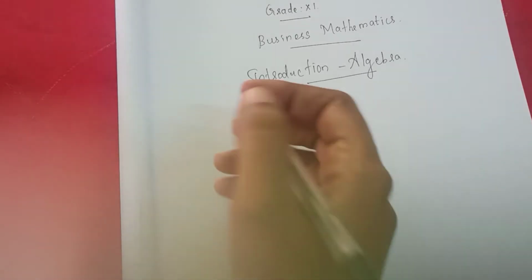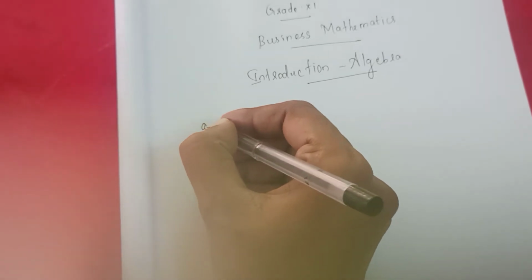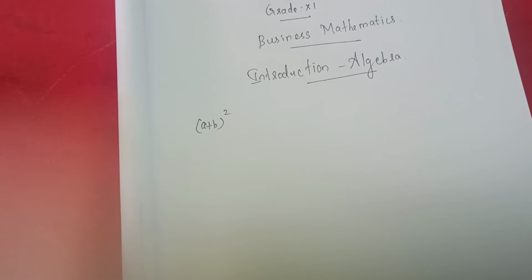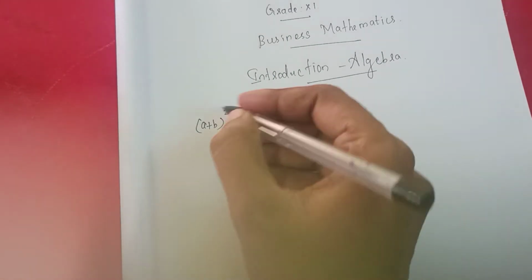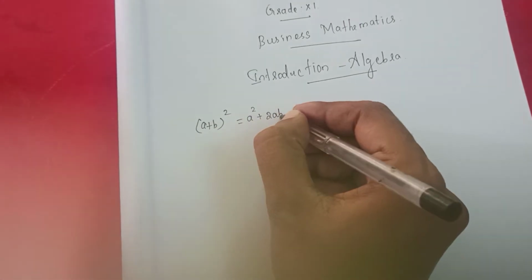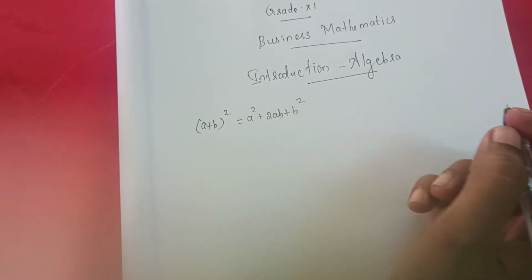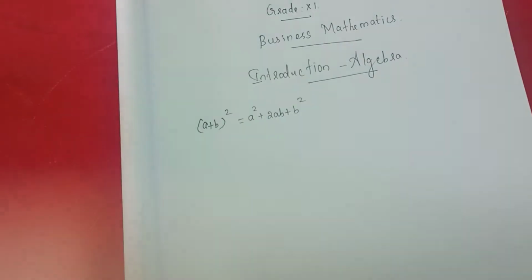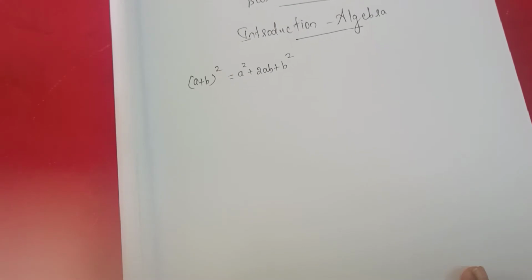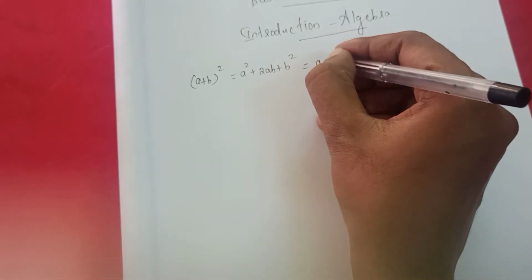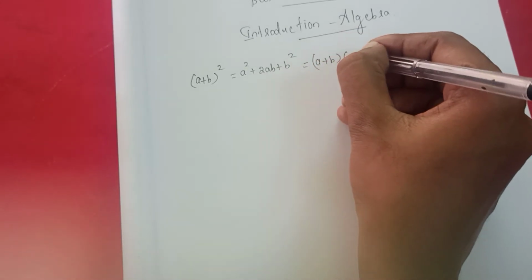Okay. So first one is, what's the formula for a plus b the whole square? Many of you maybe don't know. A square plus 2ab plus b square. You will have a doubt: why, ma'am, are we writing the formula for a plus b the whole square as a square plus 2ab plus b square? Listen here. This is the same as a plus b into a plus b.